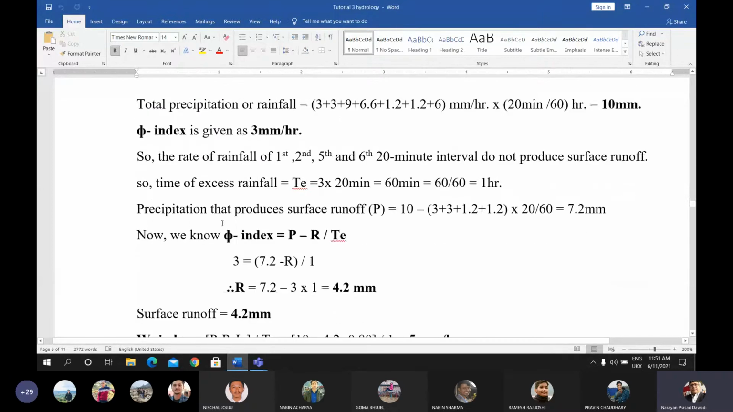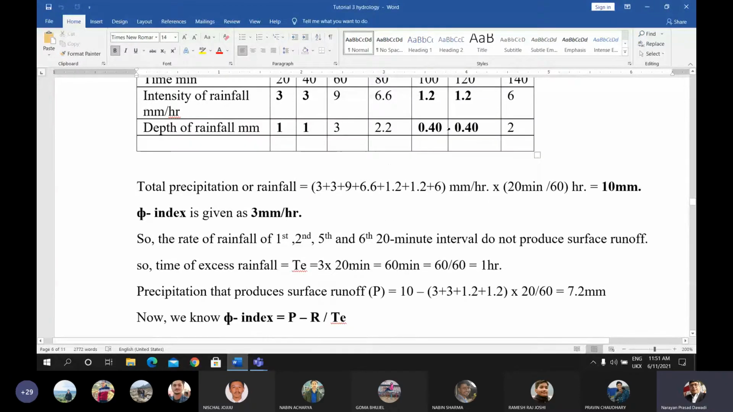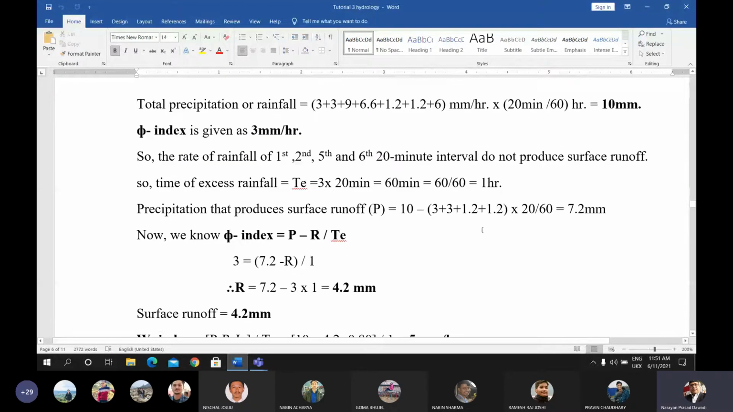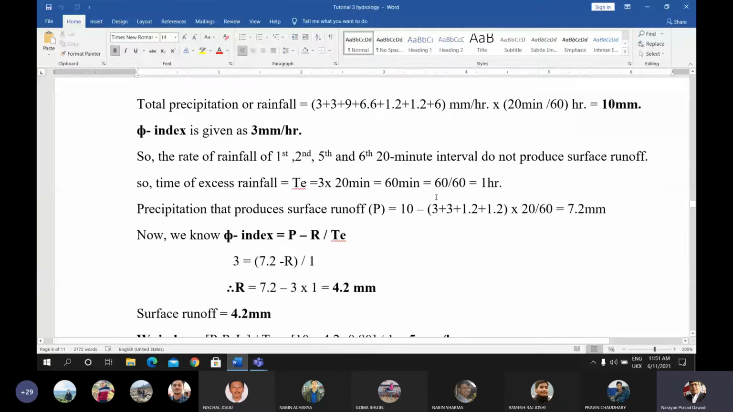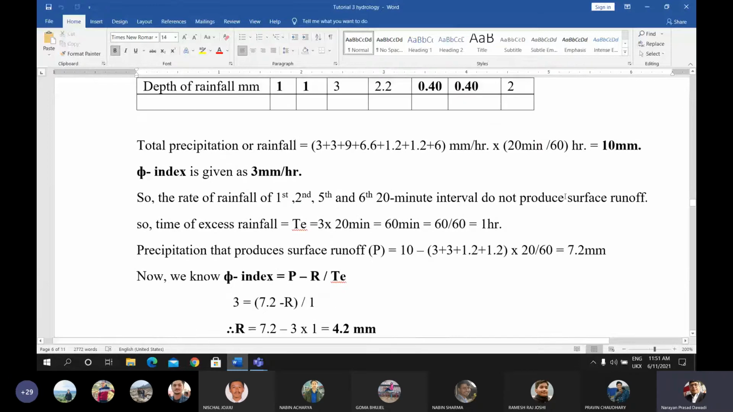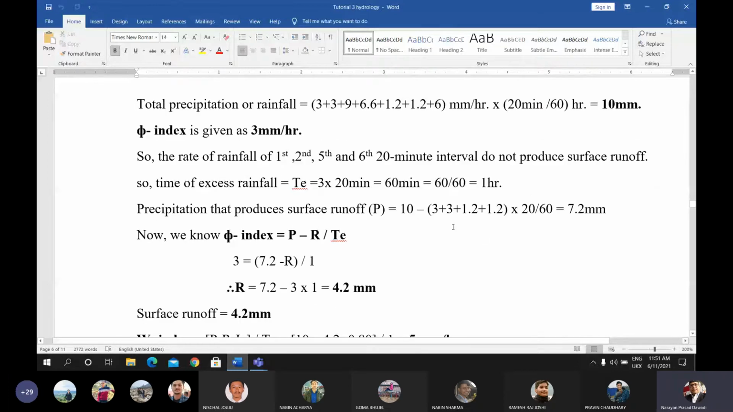Now the precipitation that produces runoff, P, is equal to 10 minus 3 into 3 plus 3 plus 1.2 plus 1.2 into 20 by 60. That is the same thing. You can find the value of 7.2 mm as the excess precipitation that produces the runoff.